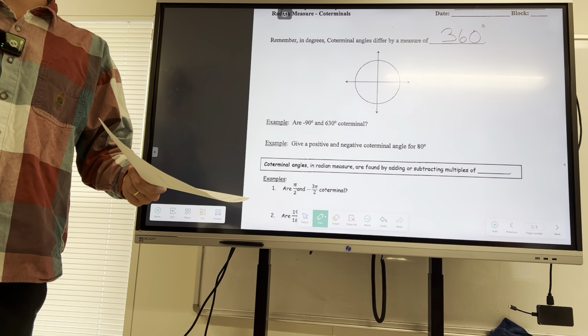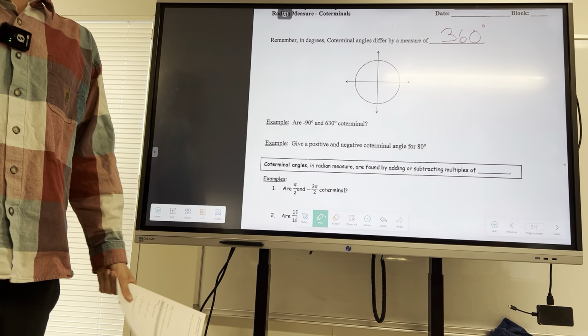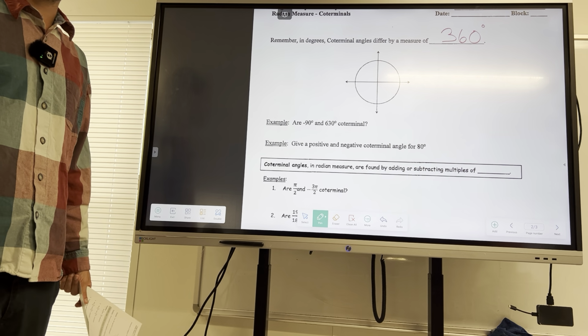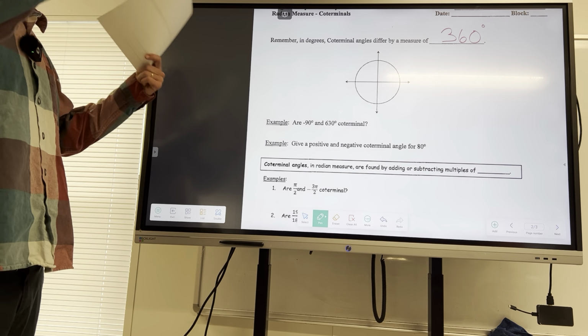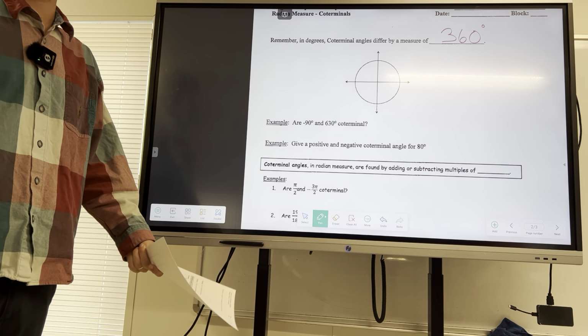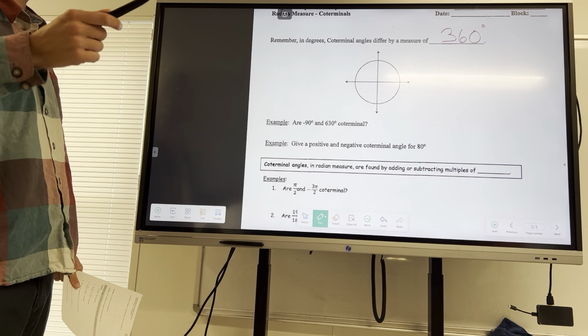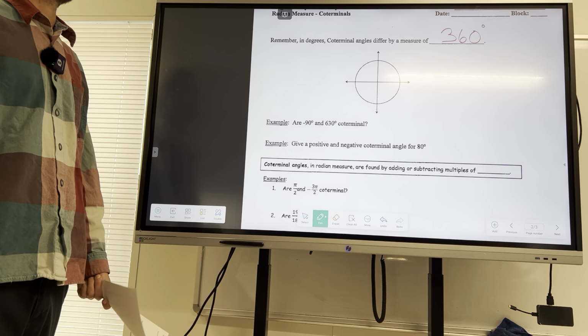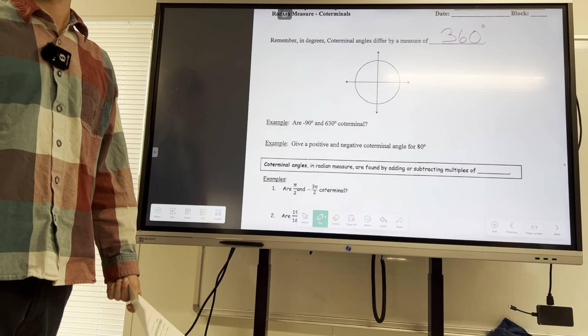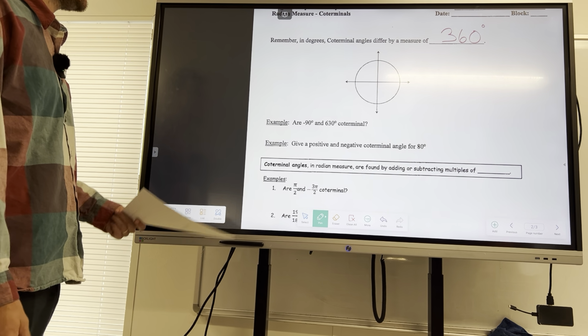We could do coterminal math. Very easy. You do plus 360, you do a minus 360, and there's an infinite number of coterminal angles because you can just keep going. Plus 360, plus 360, plus 360, plus 360, plus 36,000, right? All of those are going to be coterminal angles.